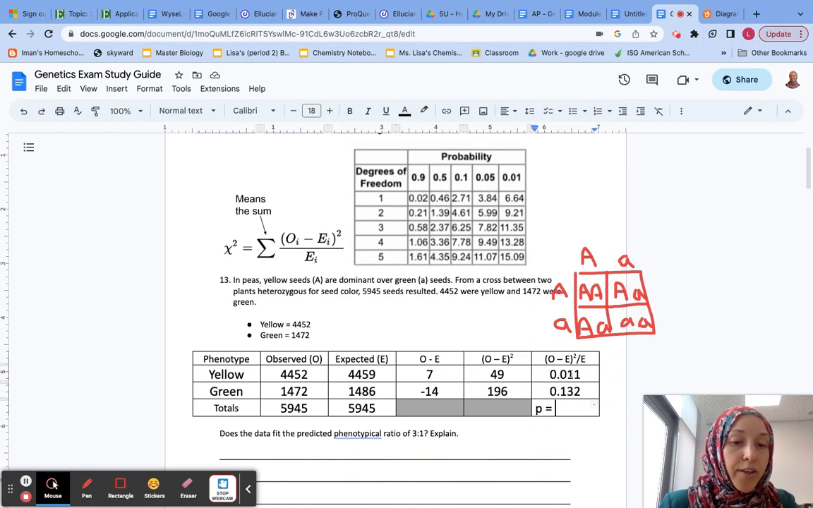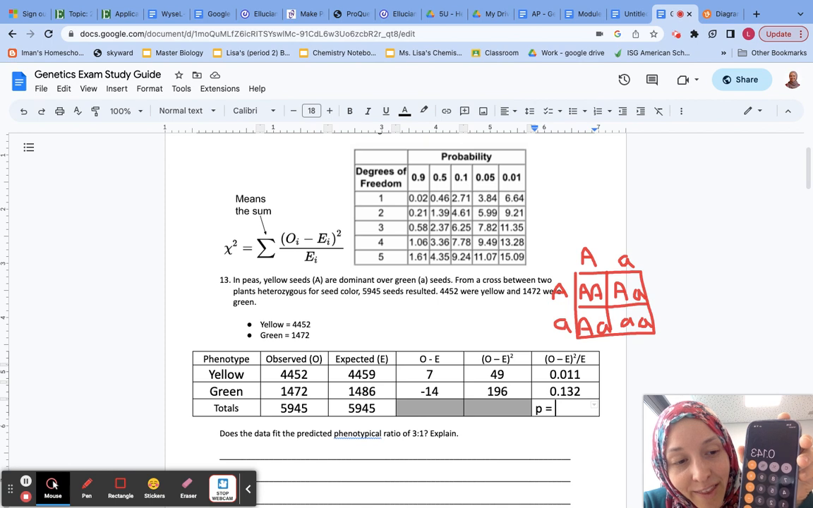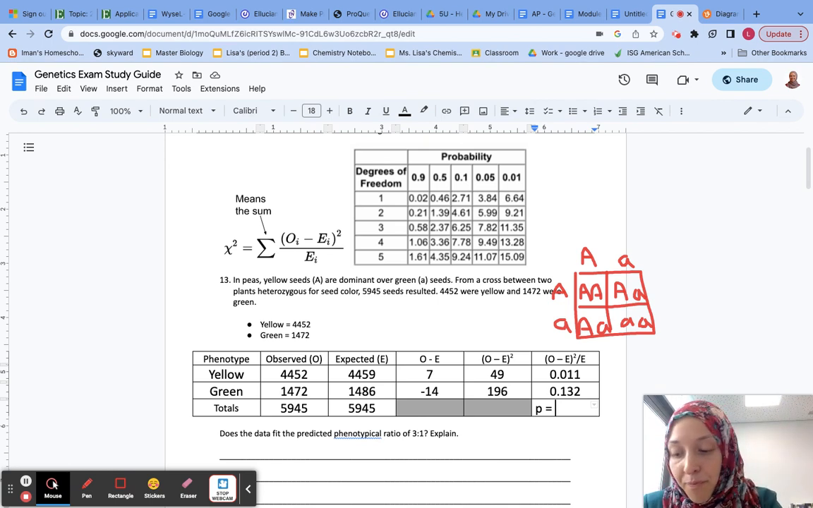Okay, so I did get these values. I hope I didn't mess up on my math anywhere because I wasn't really focusing. Let's hope that Miss Lisa did this right. Okay, so now we are going to be calculating these values, but remember now we have to take the sum of them. And I did round these a little bit. So 0.011 plus 0.132. Okay, so I plugged that into a calculator. I got 0.143. No, 0.143 is my p-value.